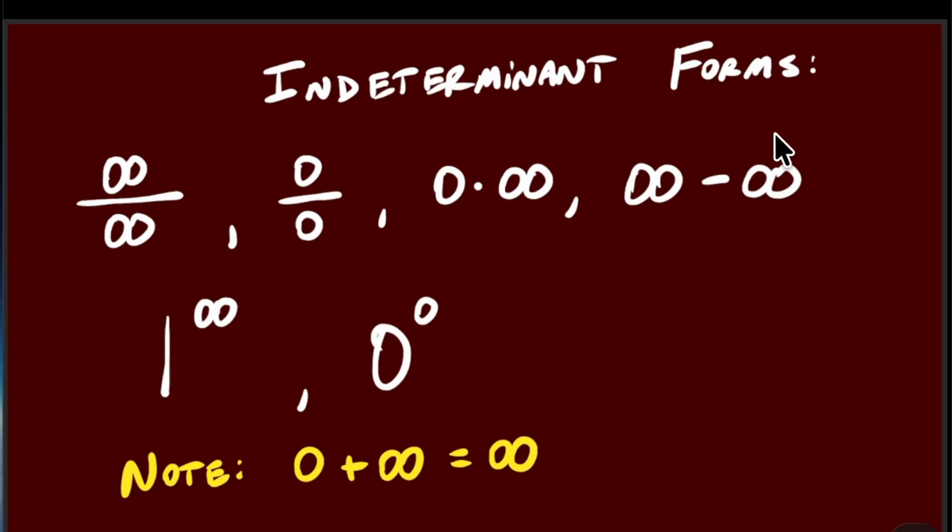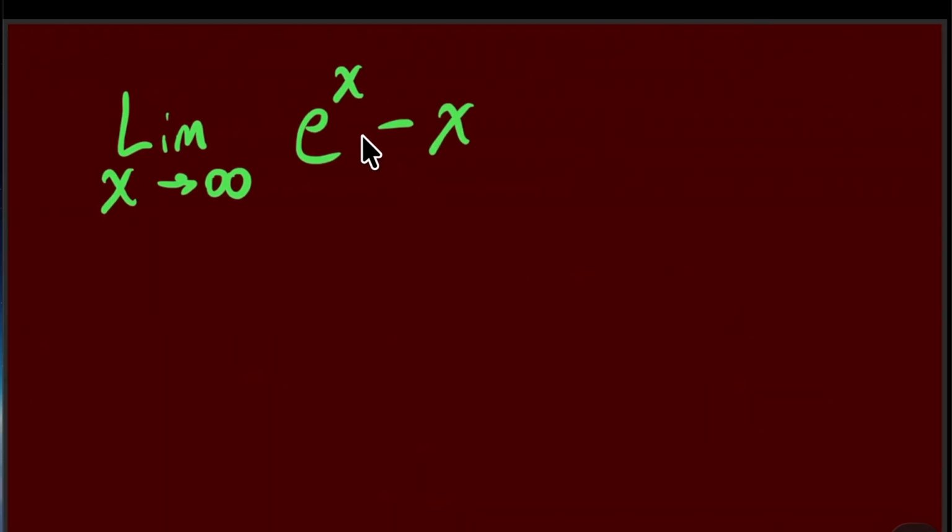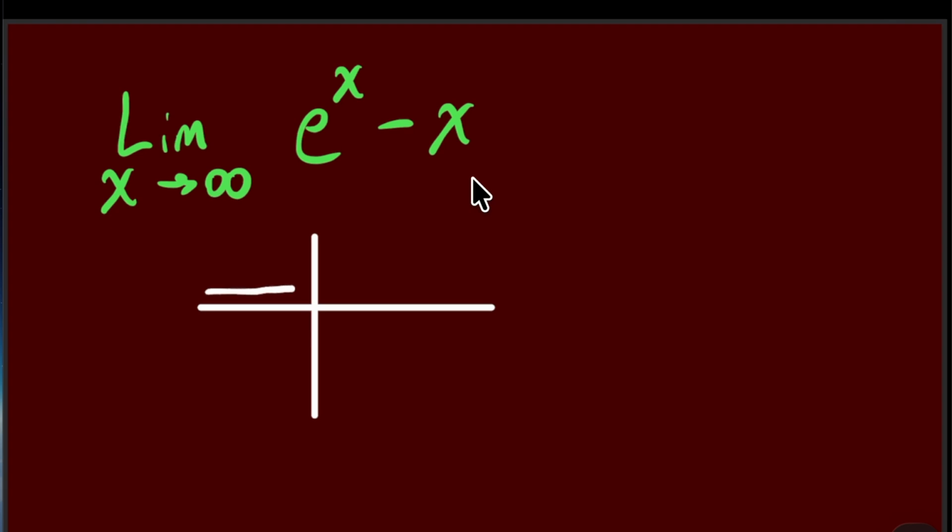But let's focus on this one, for example, infinity minus infinity. You might be tempted to say, well, that's going to equal 0. But that's not true. For example, let's look at this limit as x approaches infinity of e to the x minus x. It's helpful to look at the graphs of each of these. E to the x is going to be a growth function with a horizontal asymptote at y equals 0, and growth functions move away from the horizontal asymptote like so. Therefore, as x approaches infinity, the y value is going to be infinity.